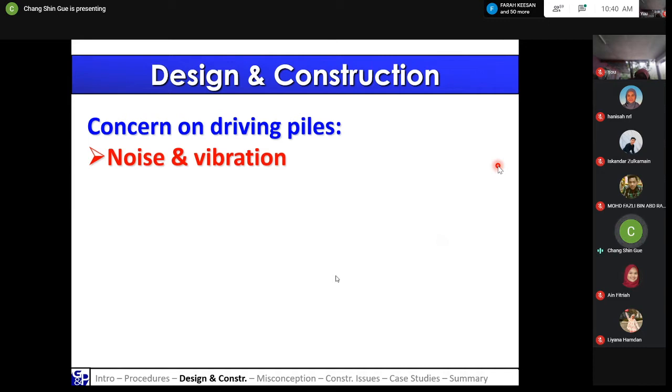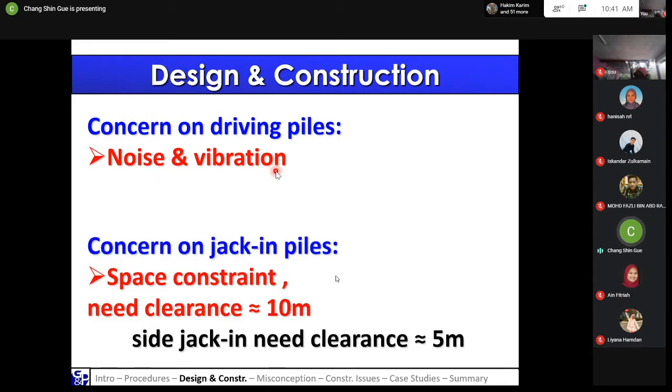Some other issues, in terms of driven piles, are basically the noise. If you have been to a construction site, driven piles are quite noisy and there will be vibration. That's why in KL, the authority would not allow you to use driven piles. Then you have to consider, for example, jack-in piles or bored piles.